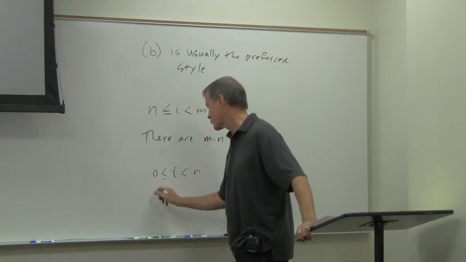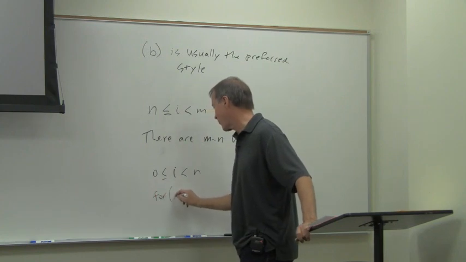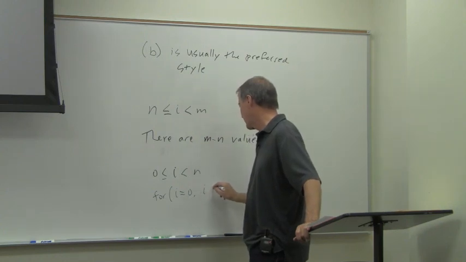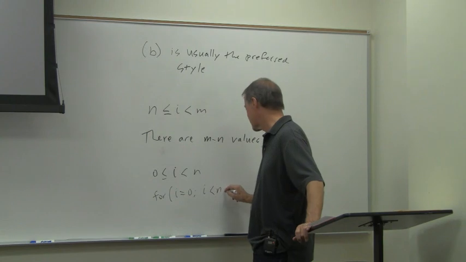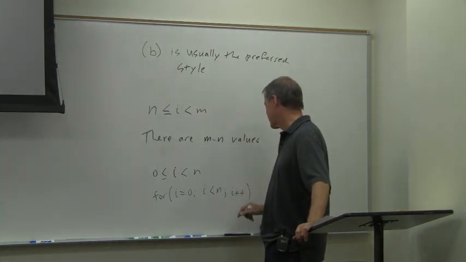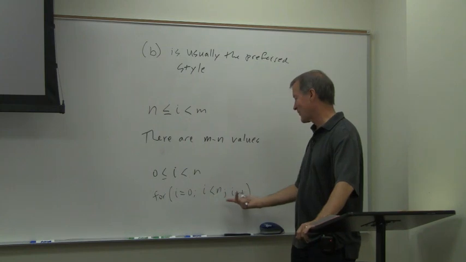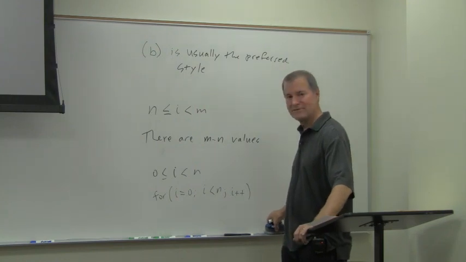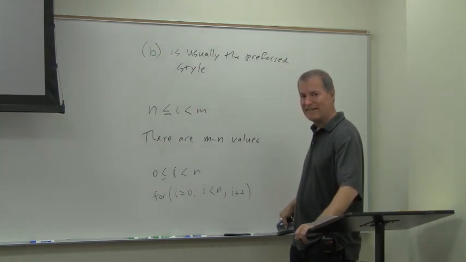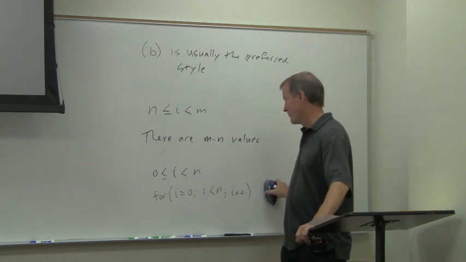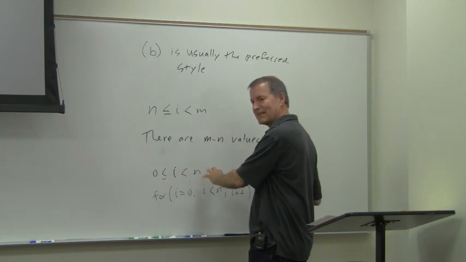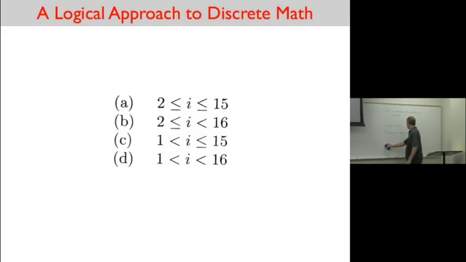So in C++ or Java, you would say for I gets 0, I less than N, I plus plus. This is a very common for loop in C++ or Java. If you use C and D style, you'd have to index from minus 1 to get to 0. It's just very consistent with programming practice, and so we prefer B.